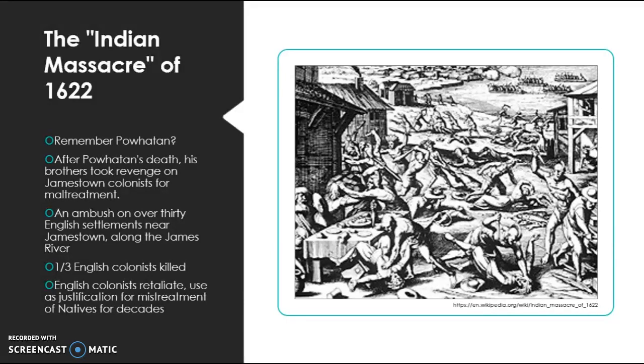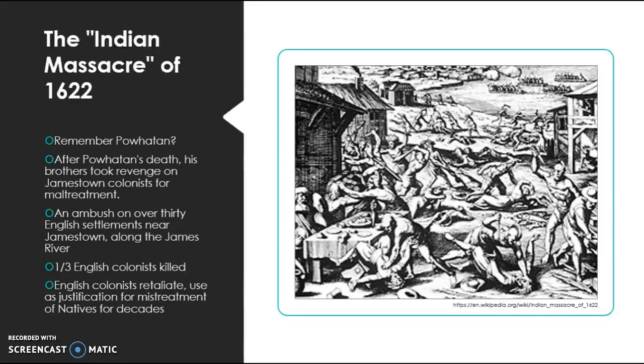And so they attacked over 30 English settlements, and the reason for doing this, of course, is that the settlers were stealing, they were burning down villages, they were killing the native population. So in retaliation, they went on this spree, and they did attack, again, over 30 settlements near Jamestown, so all along the James River. And in this series of attacks, 1/3 of the English colonial population there was killed.